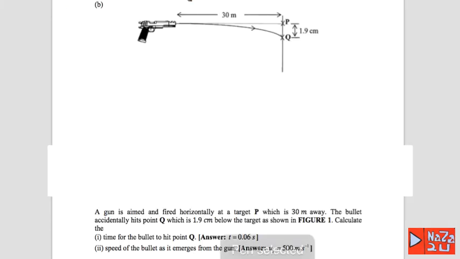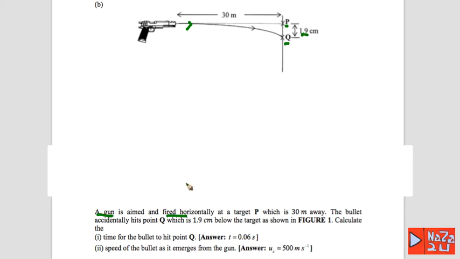Continue to number 1b. You can see the figure here. A gun is aimed and fired horizontally at the target P. The distance from the gun to point P is 30 meters, and the bullet accidentally hits point Q, which is below the target as shown in the figure. The distance between point P and Q is 1.9 centimeters.